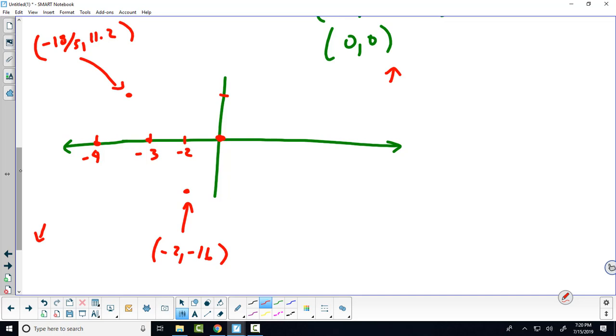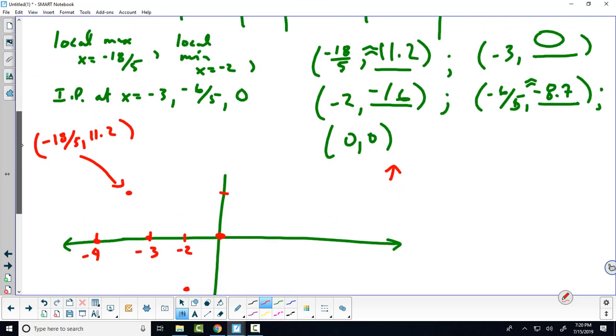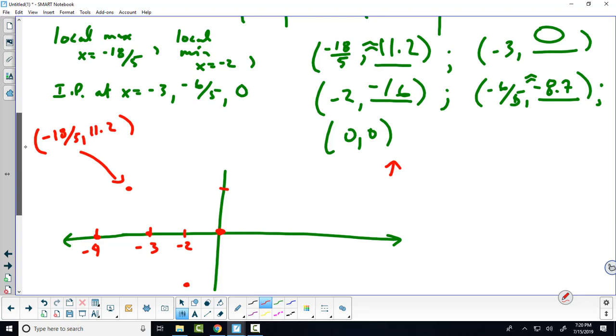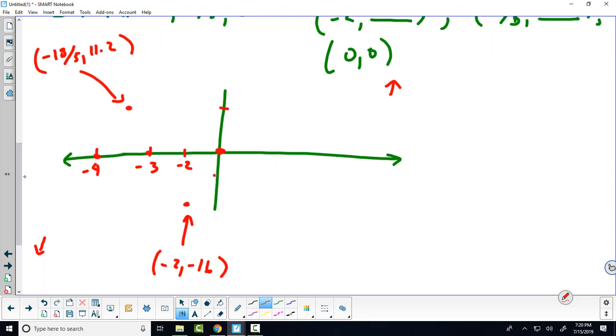Okay. Then we had 3 inflection points, one at 0, 0, one at -3, 0, and one at -6 fifths, comma -8.75. So one about here. Any questions about that, folks? Tough stuff. We're ready to put it all together.